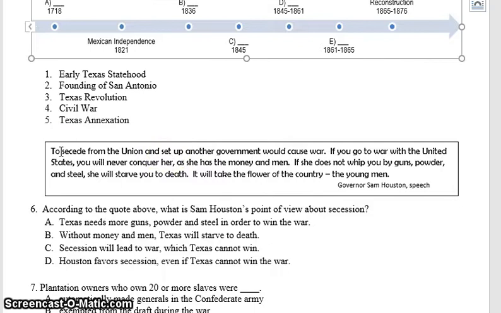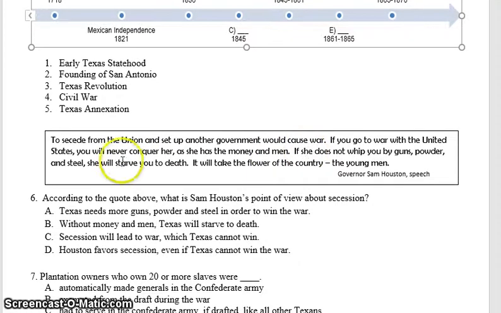Quote from Governor Sam Houston: "To secede from the Union and set up another government would cause war. If you go to war with the United States, you will never conquer her, as she has the money and men. If she does not whip you by guns, powder, and steel, she will starve you to death. It will take the flower of the country, the young men."